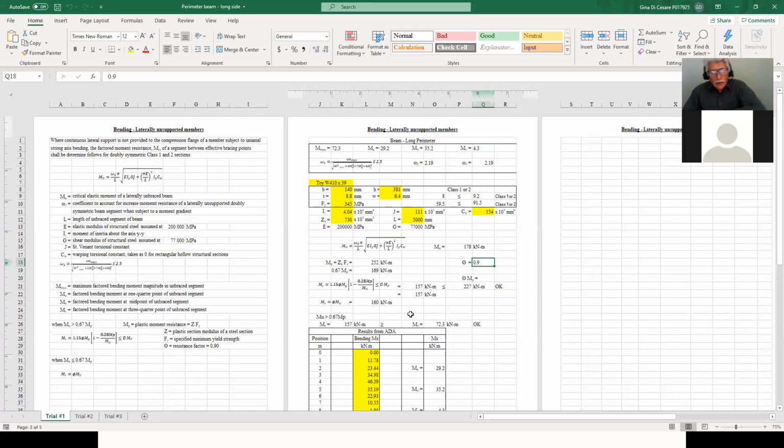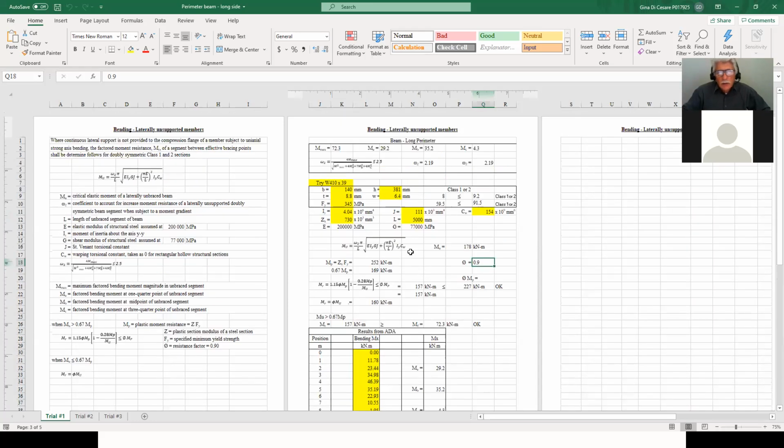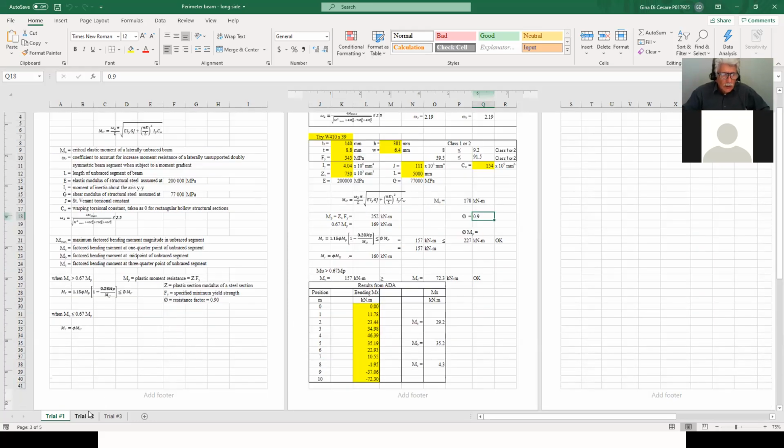So what I did here is I told you to use a W410 by 39 as a trial section, and you can see right now that it's pretty strong. It might be oversized for what you need, because I have an MR value of 172 here. And of course, I can take something slightly lighter. So I said, okay, that's too strong, so I did a second trial.